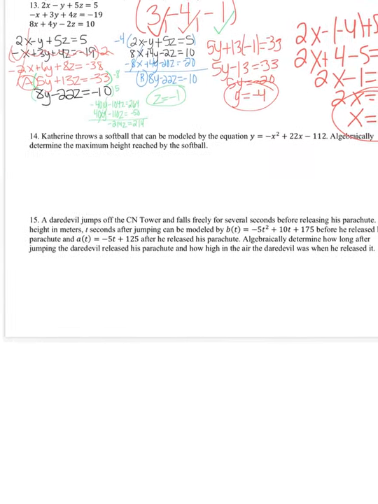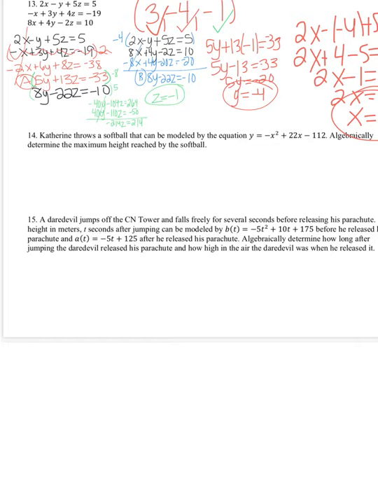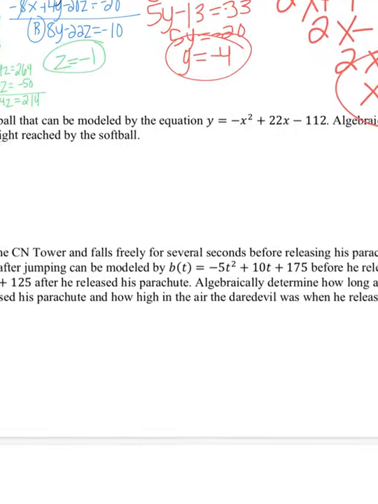For number 14, Catherine throws a softball that can be modeled by that equation. Algebraically determine the maximum height reached by the softball. So she throws a softball, it looks like this. We want the maximum height. Another name for the maximum of a parabola is the vertex. So this wants to be put into vertex form.